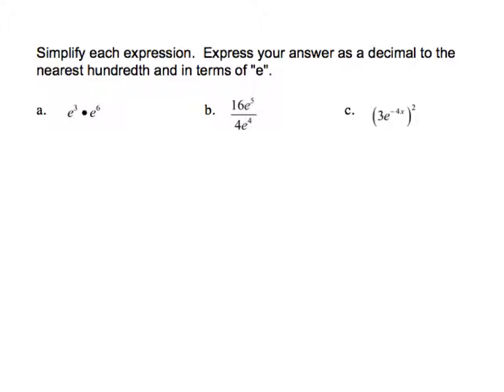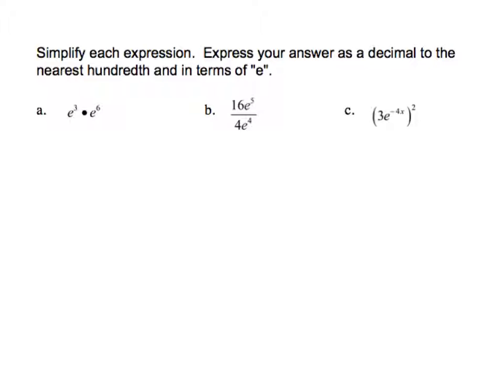Simplify each expression. Express your answer as a decimal to the nearest hundredth and in terms of e. In terms of e just means you're going to leave the base as e. When you do your homework over this, it'll just ask you to leave it in terms of e and not actually calculate it out using your e to the x button.